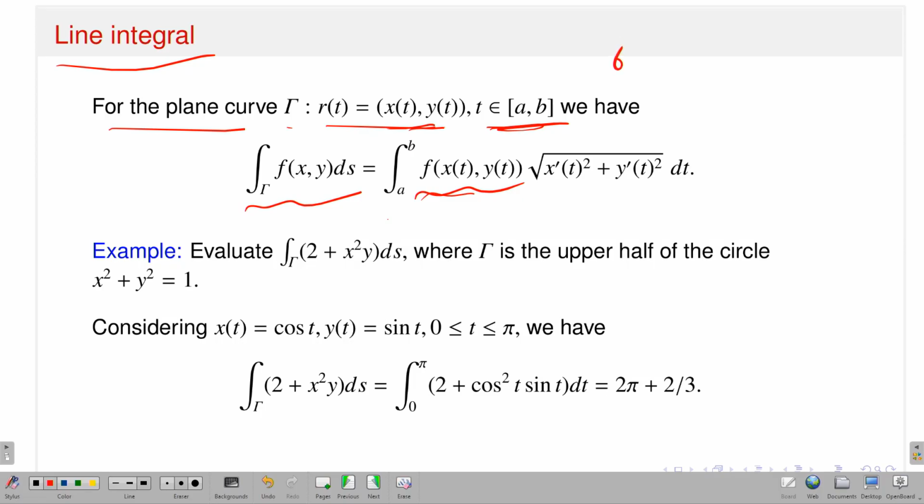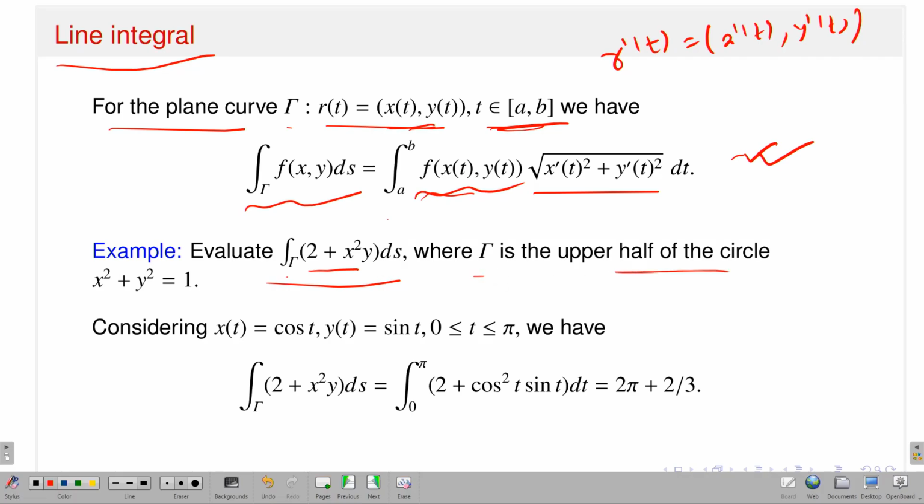If I take r prime t, what is r prime t? R prime t is nothing but x prime t comma y prime t, and what is the norm? That means square root of x prime t square plus y prime t square dt. So, this is the corresponding formula for the scalar line integral over a plane curve gamma. For example, I have just put an example. Let us evaluate this scalar line integral of 2 plus x square y over the curve gamma ds, where gamma is the upper half circle x square plus y square is equal to 1.